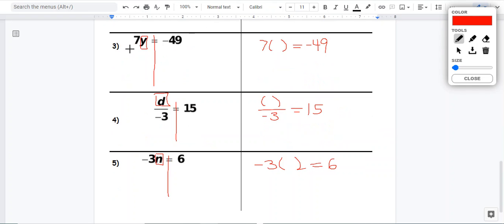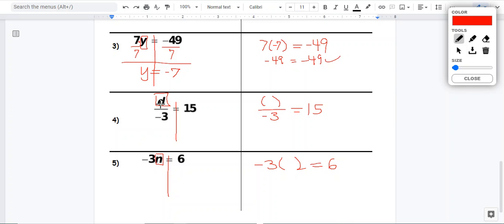Okay, so for the first problem, you'll notice there's nothing, no sign or operation symbol in between the 7 and the y. They're right next to each other. That means it's multiplication. So to cancel that out, we would have to divide by 7 on both sides. That gives us y is equal to negative 49 divided by 7 is negative 7, which, when we substitute back in, is equal to negative 49. So we know that our answer is correct.